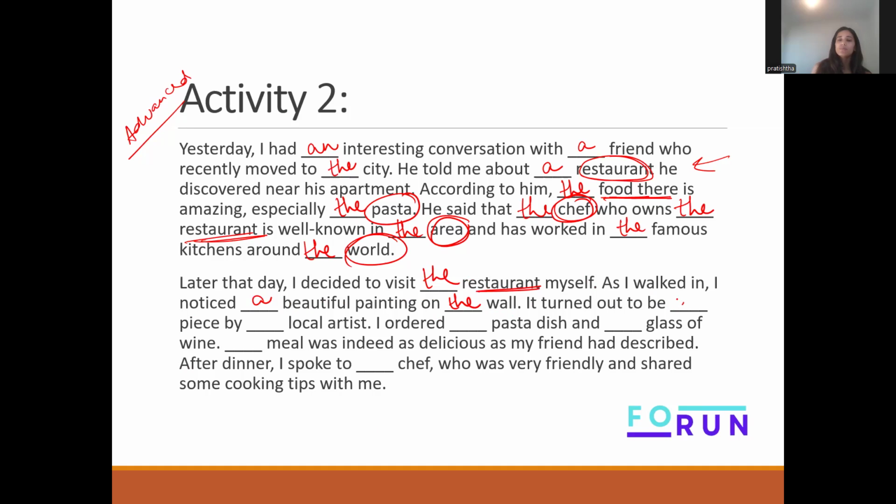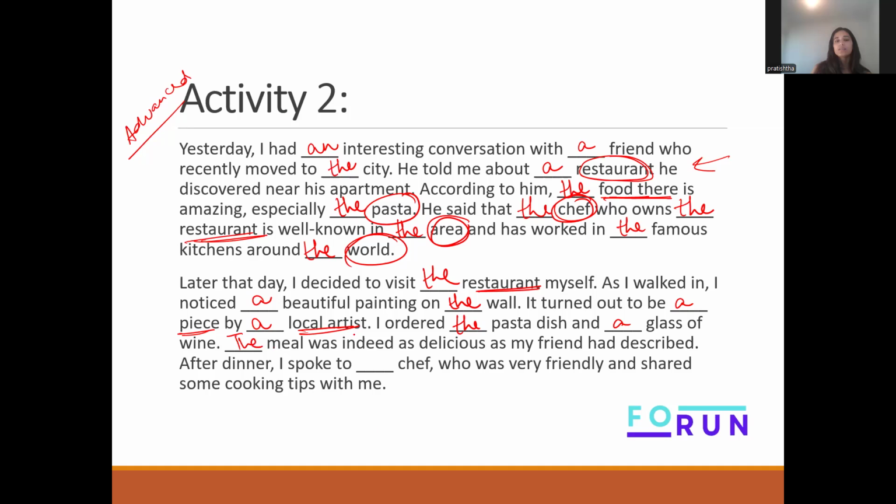It turned out to be a piece by a local artist. We don't know who that local artist is, and we don't know which exact piece of art it is. I ordered the pasta dish and a glass of wine. We don't know which particular wine, but they did order the pasta dish that his friend told him about.